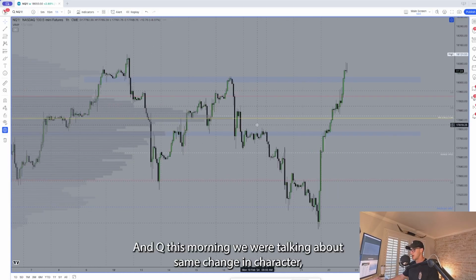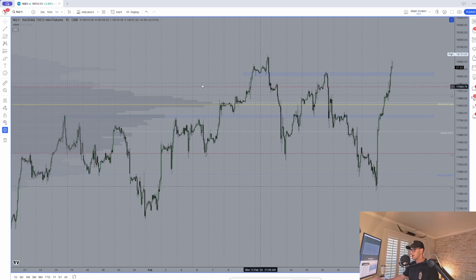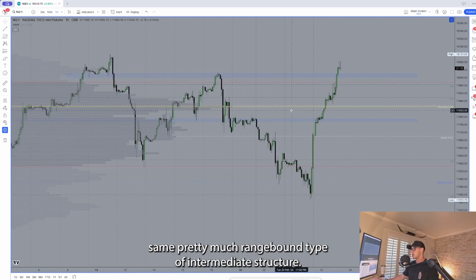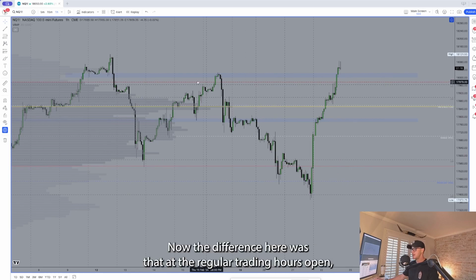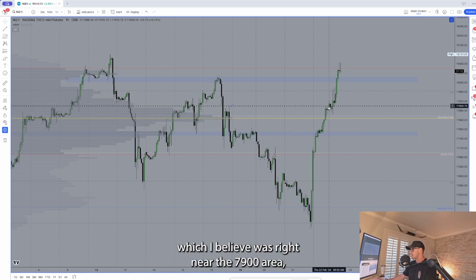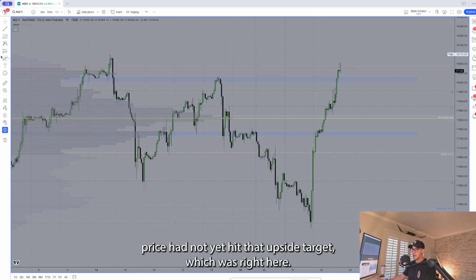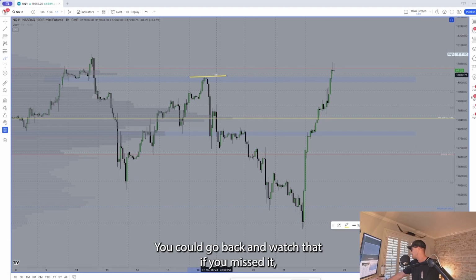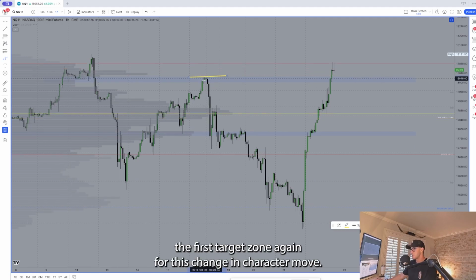NQ this morning, we were talking about same change in character, same pretty much range bound type of intermediate structure. Now, the difference here was that at the regular trading hours open, which I believe was right near the 17,900 area, price had not yet hit that upside target, which was right here. That was discussed in the pre-market live. You could go back and watch that if you missed it, but that's going to be the first target zone again for this change in character move.